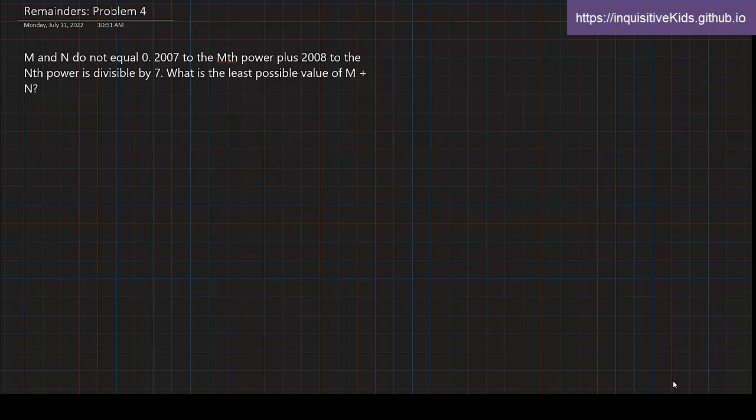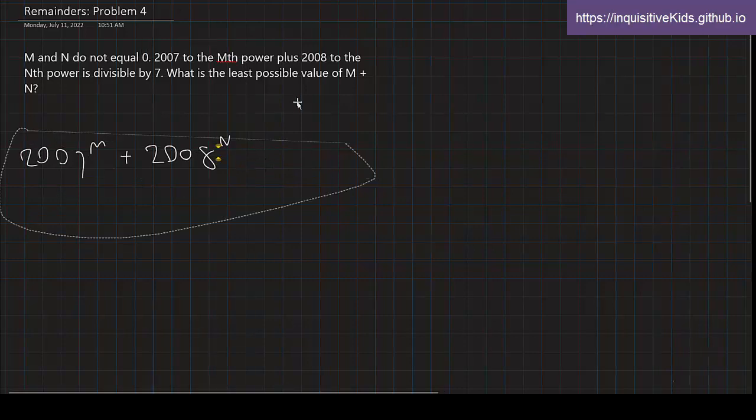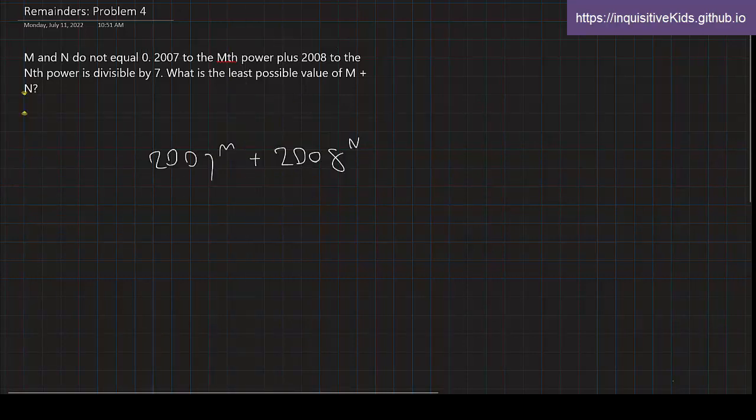Problem 4. M and N do not equal 0. 2007 to the nth power plus 2008 to the nth power is divisible by 7. So if we go like this, and you draw a line, and there's 7 on the other side, it means that this whole thing is divisible by 7. What is the least possible value of m plus n?